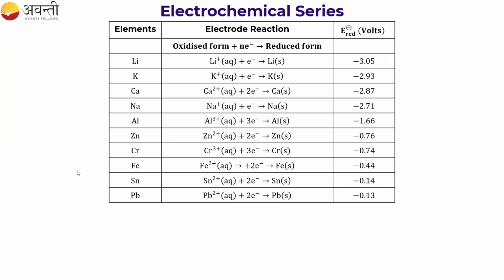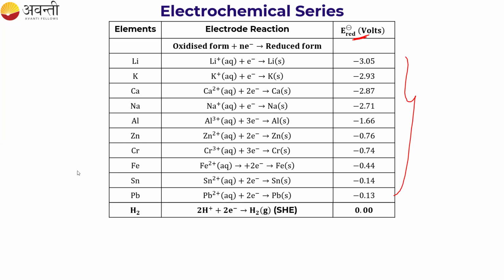So oxidized form plus gaining of electron leads to the reduced form of that particular element. And since it is getting reduced, the standard reduction potential values for this type of elements can be given. Okay, so we are getting these values from the previous slide setup which I have shown. Got it? And here if you see for hydrogen, the standard hydrogen electrode, the E naught value is 0.